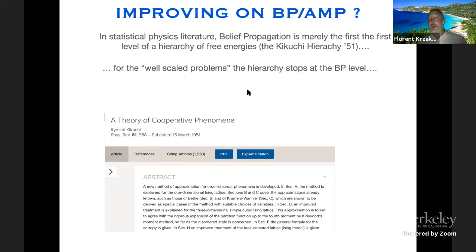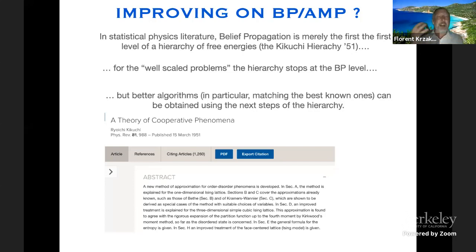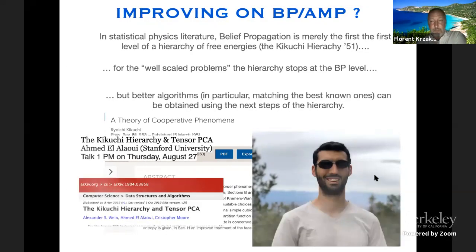So for well-scaled problems, the hierarchy stops at BP. For this hard problem, it doesn't. So there is no reason that we would believe that BP works. My belief was that there was no way to use the Kikuchi hierarchy because it was too hard. It turns out I was wrong, but I will not go into detail. If you want to know more about how to redeem the statistical physics approach and unleash the full power of the Kikuchi hierarchy, there is conveniently enough a talk by Ahmed on Thursday at 1 p.m. And he will discuss his amazing work with Alex and Chris using this approach.